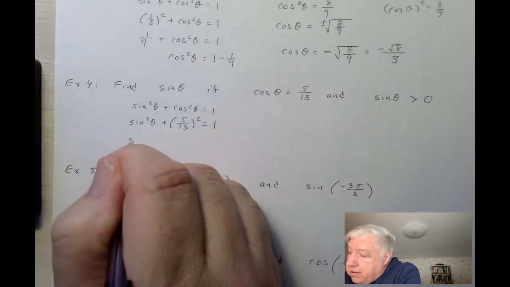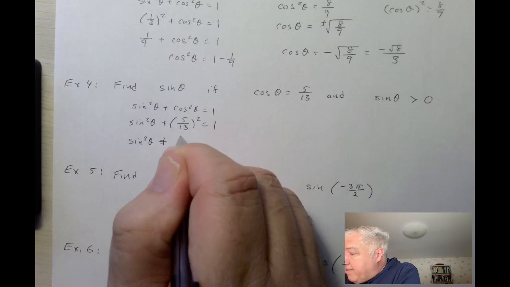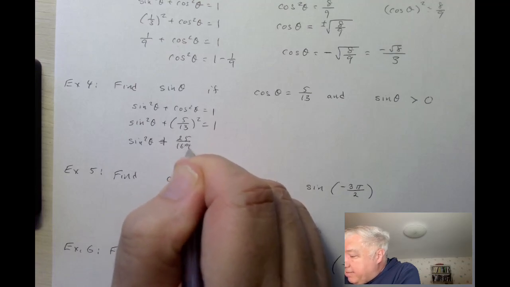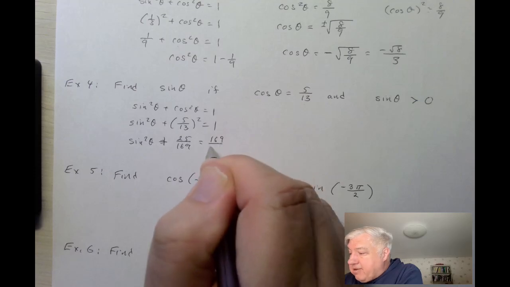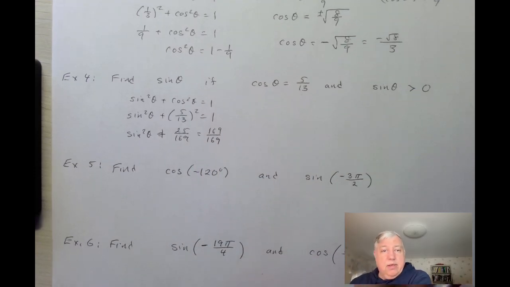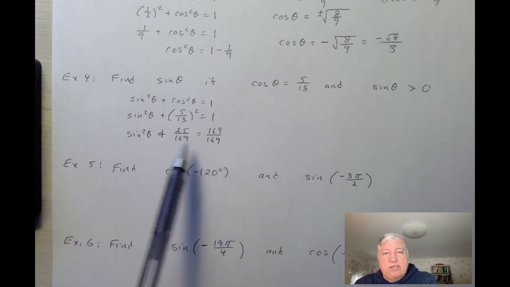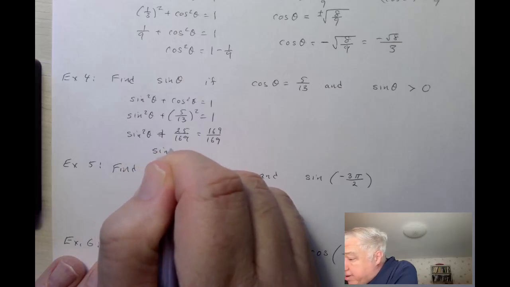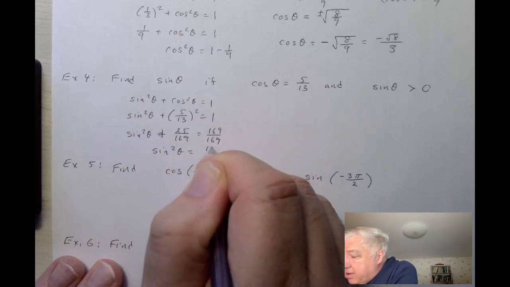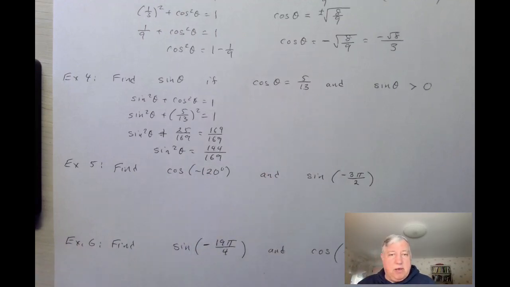Okay, so sine squared of theta plus 25 over 169 equals 1, and 1 can be written as 169 over 169. Now that we have a common denominator, we can subtract 25 over 169 from both sides, and we get sine squared of theta is 144 over 169. 169 minus 25 is 144.